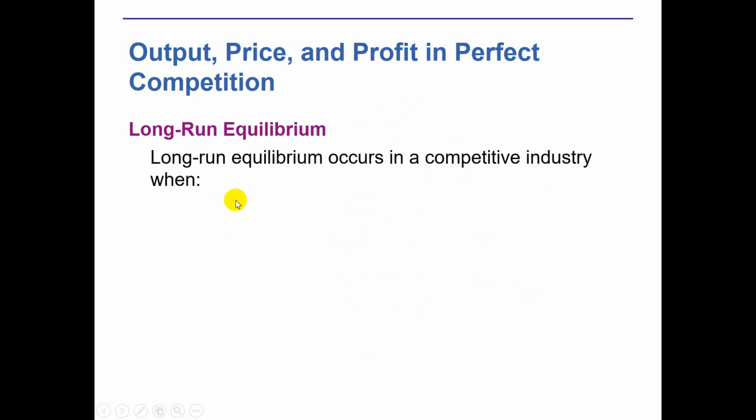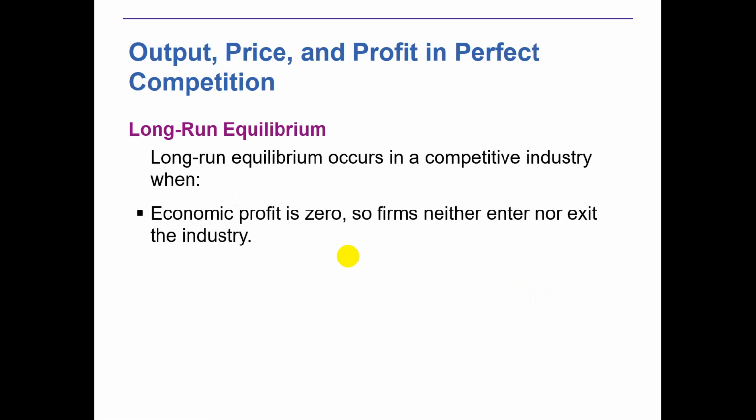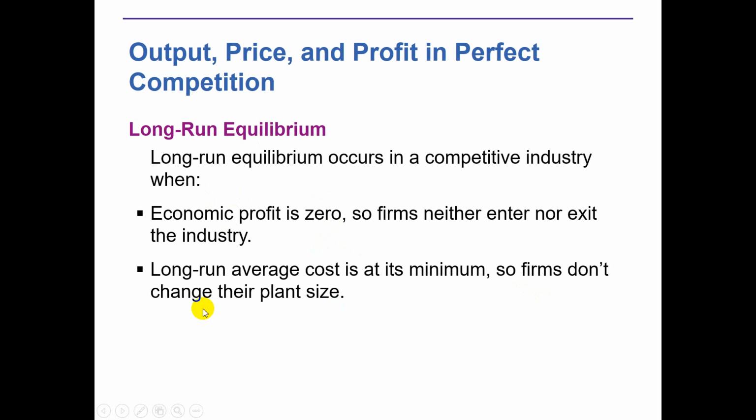So the long run equilibrium occurs in a competitive industry when economic profit is zero. So firms neither enter nor exit the industry because there is no point in coming or going out from the industry. And the long run average cost is at its minimum level. So firms don't change their plant size anymore.